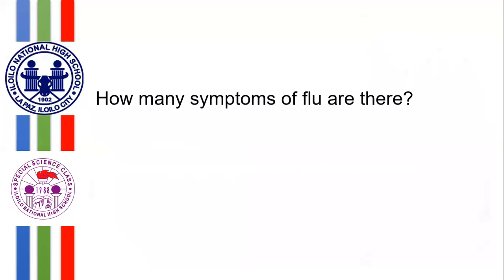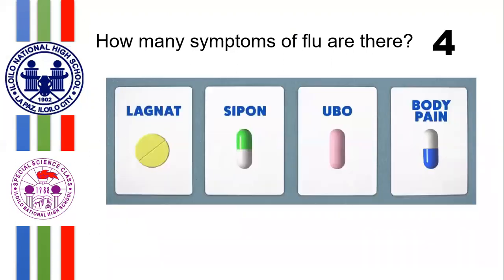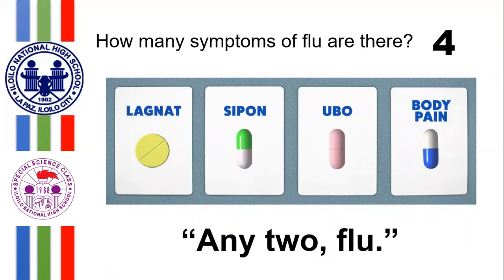And so there you have it. In the commercial I just showed you, according to the commercial, how many symptoms of flu are there? There are 4 of them, namely lagnat, sipon, ubo, and body pain. And according to the commercial, if you have any 2 of these symptoms, it is already an indication that you have flu.